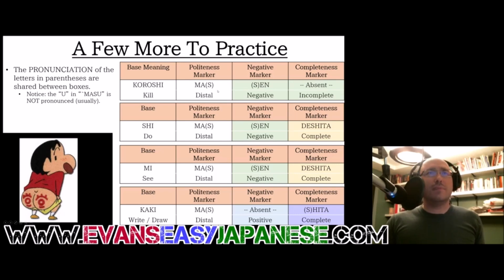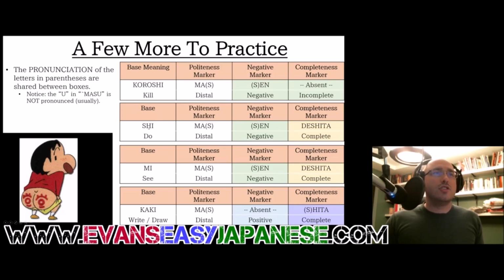So, koroshimasen is kill, being polite to the person I'm speaking to, showing a distance between us, and sen, negative. I won't kill or I don't kill people. I don't kill spiders. I won't kill spiders no matter how freaky they are. So notice it's incomplete because we didn't put the mashita there. Or sorry, this would have been a deshita.